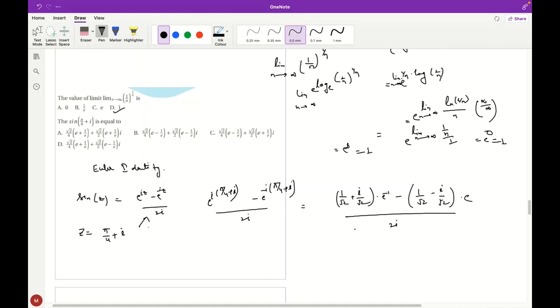So on solving this equation, we will get 1 upon root 2 times (e plus e inverse) upon 2, plus 1 upon root 2 times i (e minus e inverse) upon 2. So from here we can see that no answer is matching our answer. So there is no correct answer for this question.